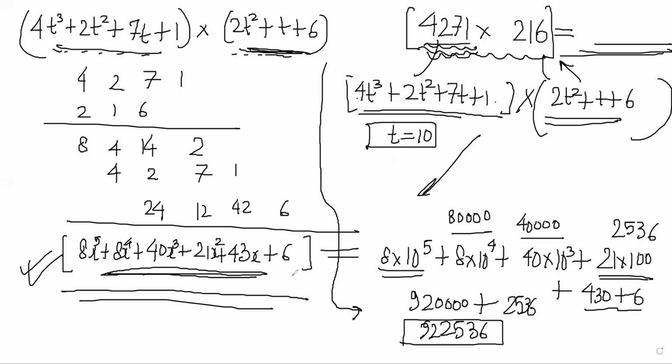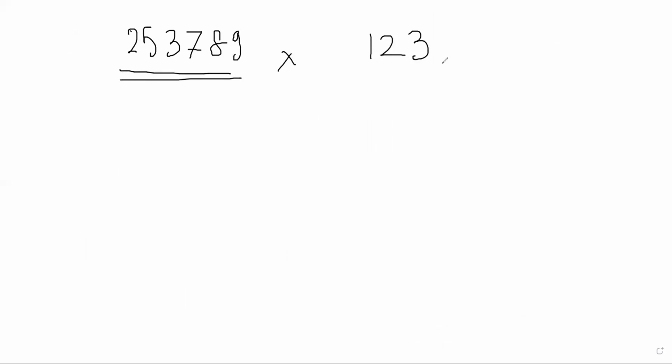So this could be even more useful if the numbers were very big, 253789 multiplied by 123, right? Suppose you have something like this. So I can think of this as a polynomial in T and think of this as a polynomial in T, and do the method of detached coefficients, and at the end put T is equal to 10, right? So you should understand what is happening here.